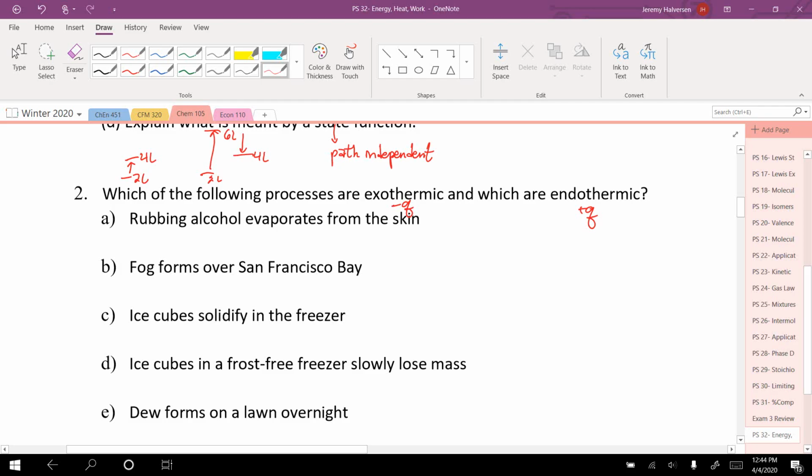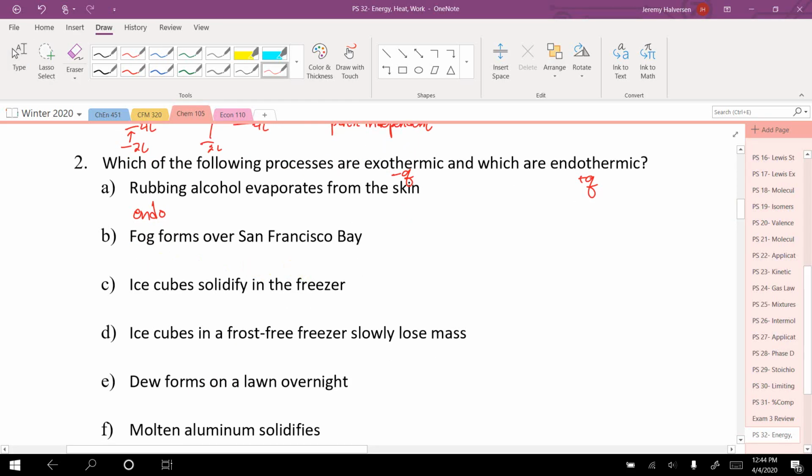All right, rubbing alcohol evaporates from the skin. That is endothermic, because in order to get that rubbing alcohol to go from a liquid to a vapor, I need to put heat into it. Just like if you want to boil water, you have to put heat into it. So that's endothermic. That's why rubbing alcohol evaporating from your skin makes your hands or your skin cold, because it needs to suck heat out of your hand in order to evaporate.